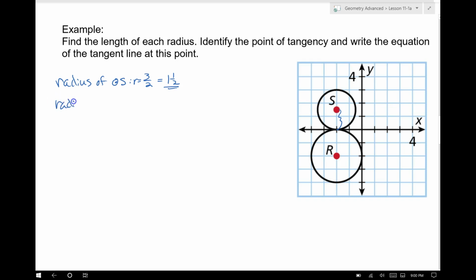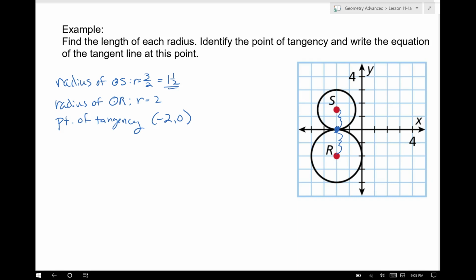So what's the radius for circle R? For circle R, the radius is going to have a length of 2. Now, we have to identify the point of tangency, where the two circles are intersecting. First of all, their point of tangency right here is at -2, 0, but let's use the correct terminology. Are those externally tangent circles, or are they internally tangent circles?